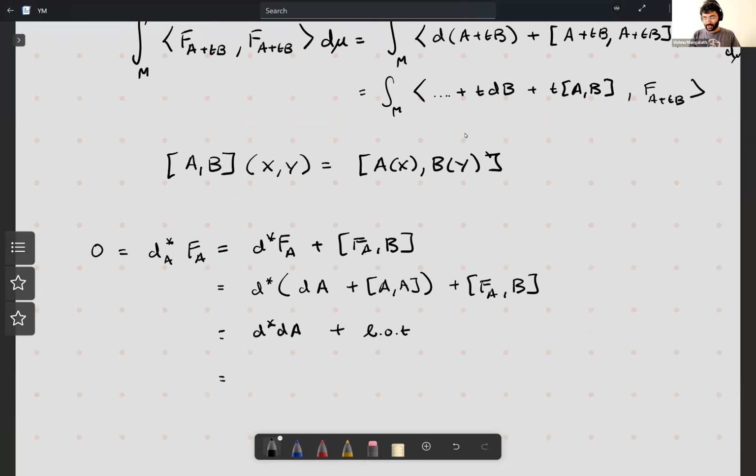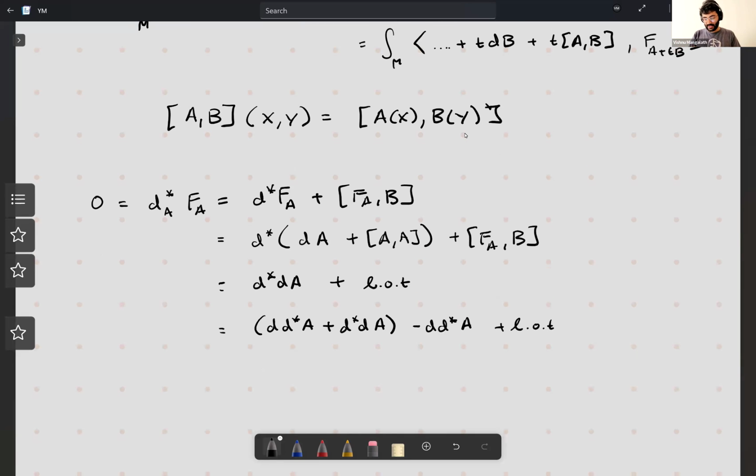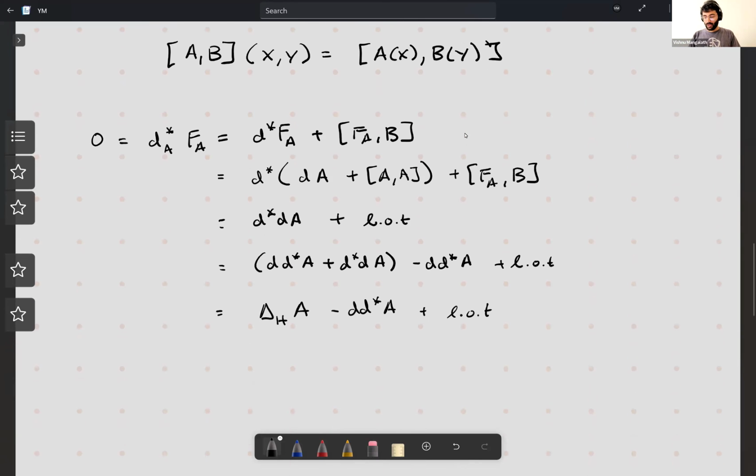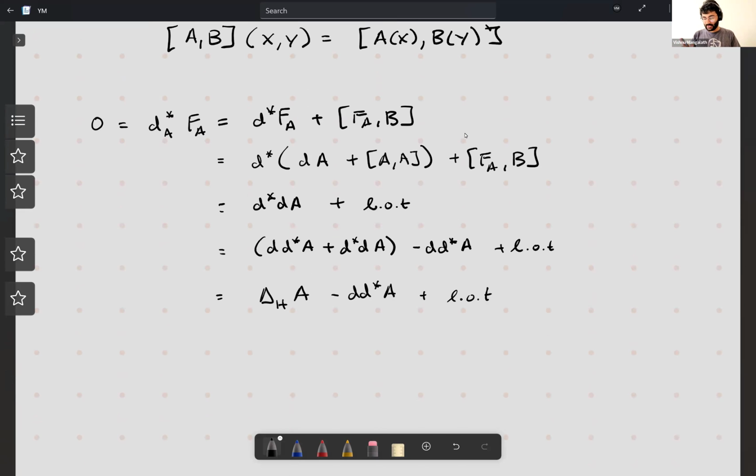I'll expand it one more time. I'll write it as the Hodge Laplacian, which is okay. So that's D star A plus D star D A minus D star A plus lower order terms. And this thing here is the Hodge Laplacian applied to A minus D star A. Let me write it like this, and then we can call this thing the operator L.